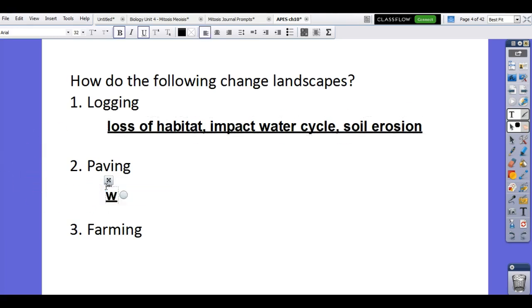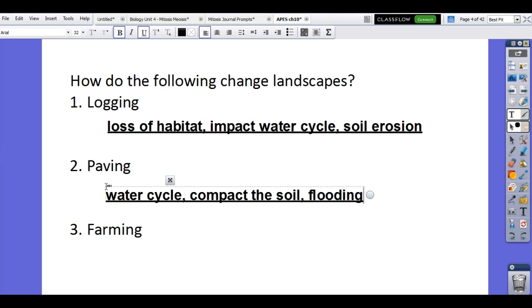Pavement. Again, we're going to get an impact on the water cycle, right? Because no longer are we going to be able to have that water just filter into the ground, because the pavement's covering it. We're also probably going to compact the soil. And we know that when it's compacted, there's less room for roots. It can cause more runoff. It can increase flooding. Why? Because the water is going to pick up speed as it goes down that paved area, and it's not going to be able to seep into the ground.